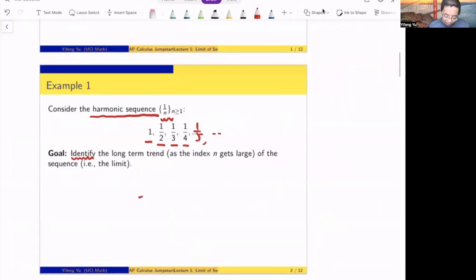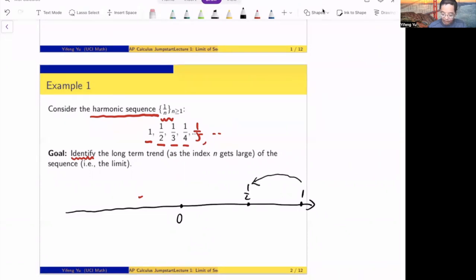All right. In order to see that, let's plot these numbers on the real axis. Say this is the point 0. So we start from 1, the first number in the sequence. And the second number will be 1/2. It's right here. So we move from the first number to the second number, 1/2. The third number is 1/3, so we put 1/3 here. From 1/2, move to 1/3. And then the fourth number is 1/4, move to 1/4. And then we have 1/5, and so on and so on.